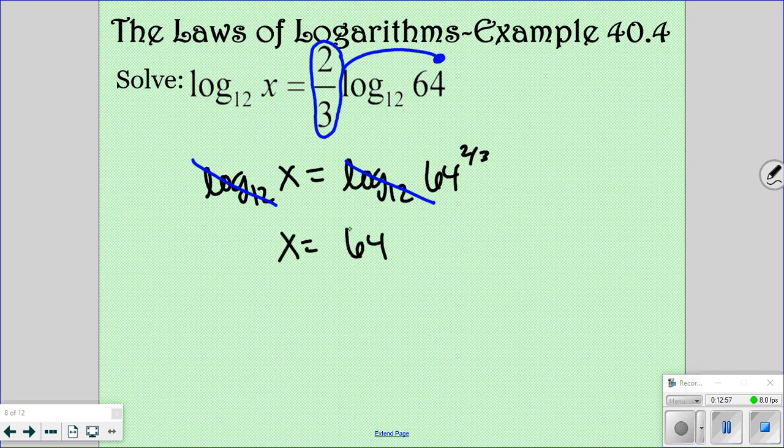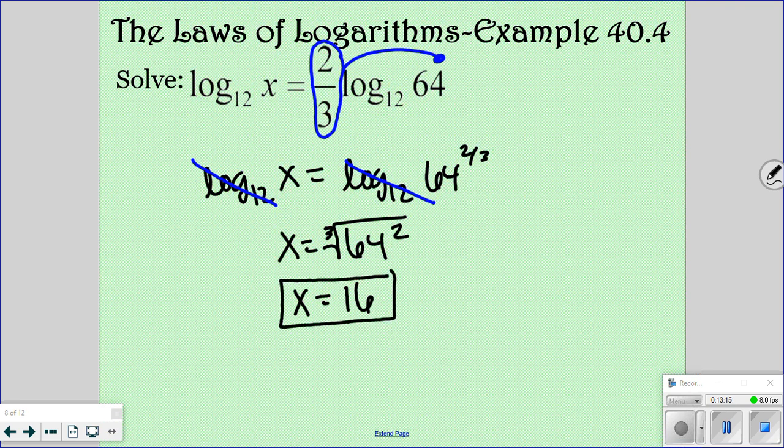And instead of saying to the 2/3, you can say the cube root of 64 squared. So the cube root of 64 is 4, and then 4 squared is 16. So x would equal 16. And it's positive, and so we can plug that in for x. So x does equal 16.